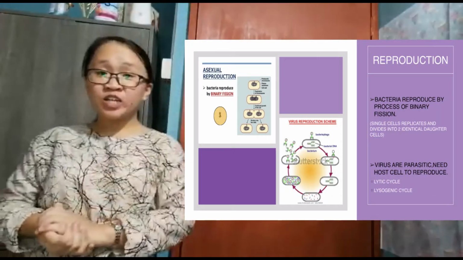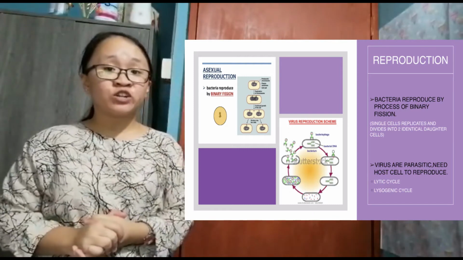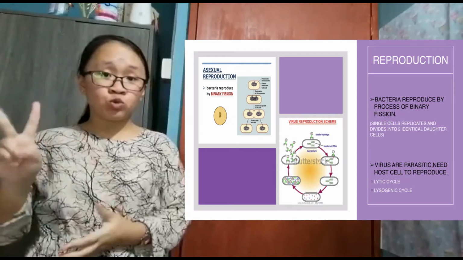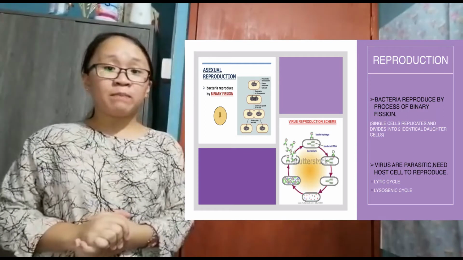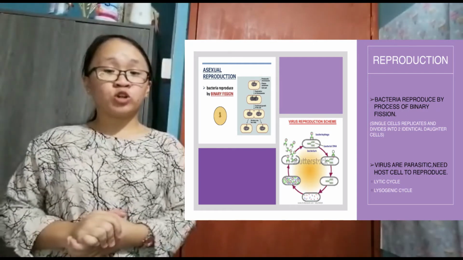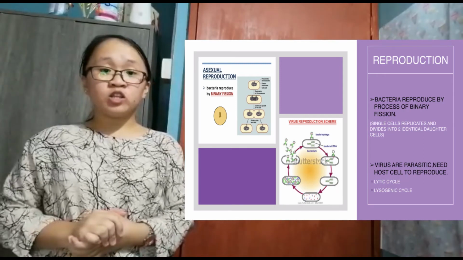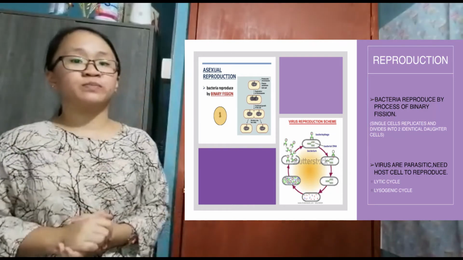Secondly, in reproduction, bacteria reproduce asexually by a process of binary fission, where single cells replicate and divide into two identical cells. Unlike bacteria, viruses are parasitic, which can only reproduce or replicate with the aid of a host cell in two ways, which are the lytic cycle or lysogenic cycle.